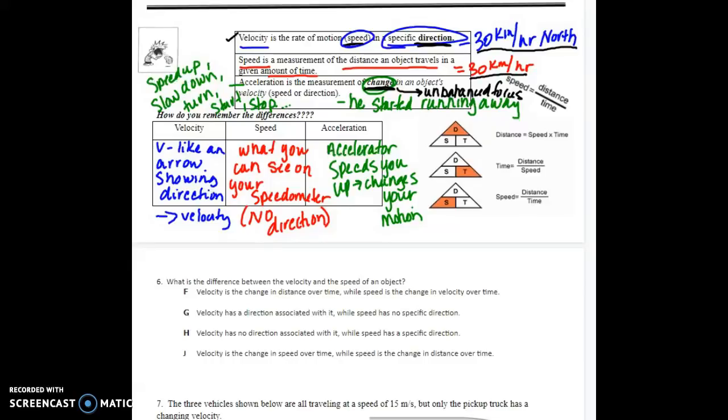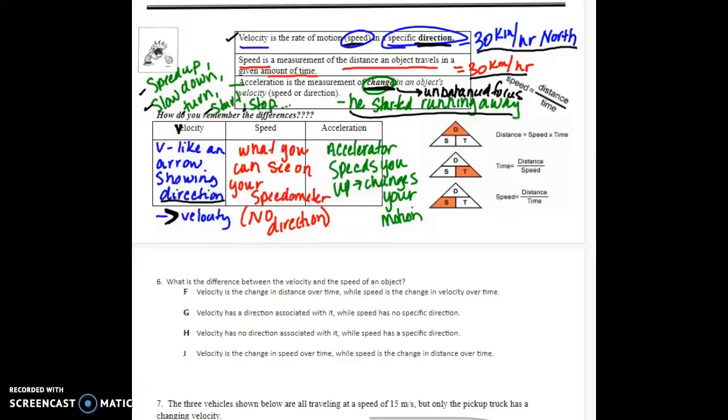An example would be he started running away. So he was stopped and he started running. Speeding up, slowing down, turning, so going left, going right, zigzagging, starting, stopping. Those are all changes, and that's all acceleration. Down here, how can we remember the difference? I think I told you guys I like to think of velocity. This V in the velocity kind of looks like an arrow, a sideways arrow or an upside down arrow. Arrows like to show direction, so velocity includes direction.